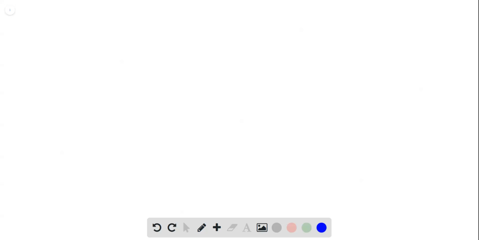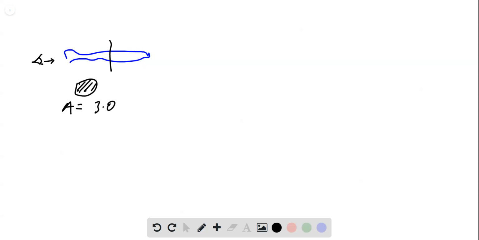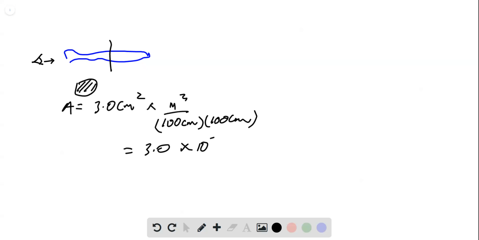This time we have a bone, which is a femur, and it has a cross-sectional area. So if you cut through right there and then you peek into it, you're going to see that the cross-sectional area A is given as 3.0 centimeters squared, and we can always change that to meters squared by saying this is meters squared over 100 centimeters times another 100 centimeters. And that's going to give us 3.0 times 10 to the negative 4 meters squared. That's the cross-sectional area of the bone.